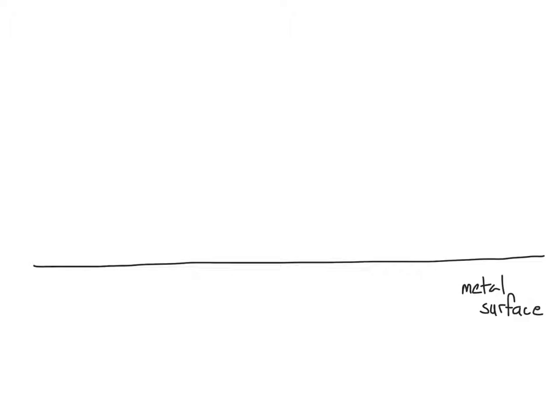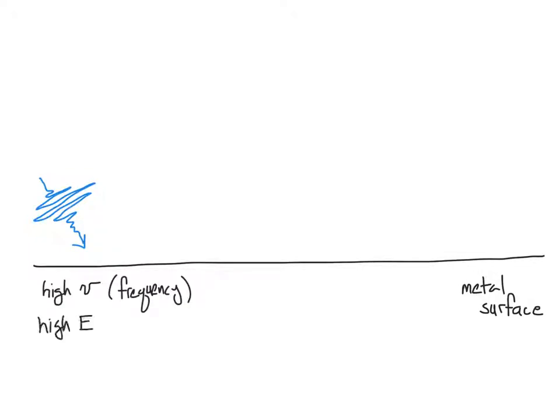The interesting thing about this experiment is that the kinetic energy of the electron that gets ejected from the surface is proportional to the energy of the photon incident on the surface. Here's what I mean by that. If a blue photon, or a high frequency, high energy photon, is incident on the surface, the electron that will be ejected from the surface will have a very high kinetic energy. Here I'm using this arrow to represent a vector for the kinetic energy of the electron.